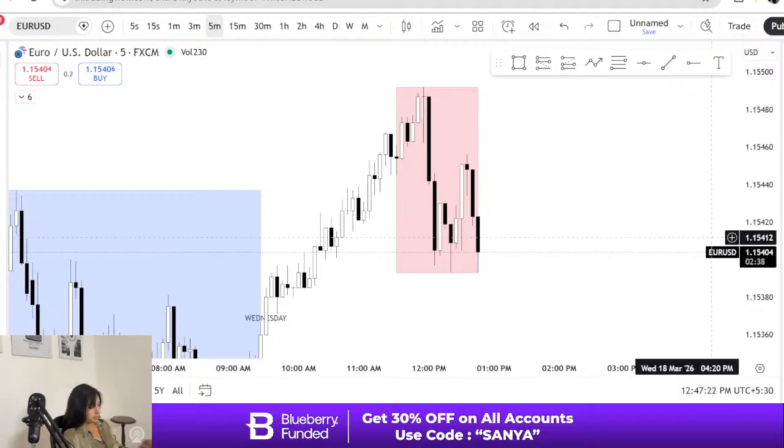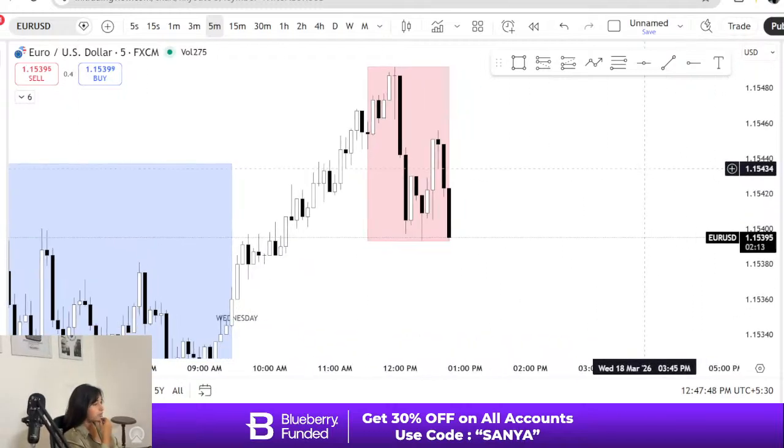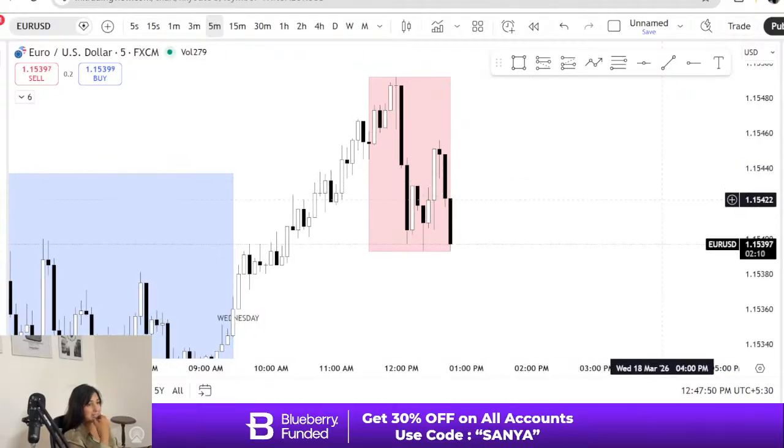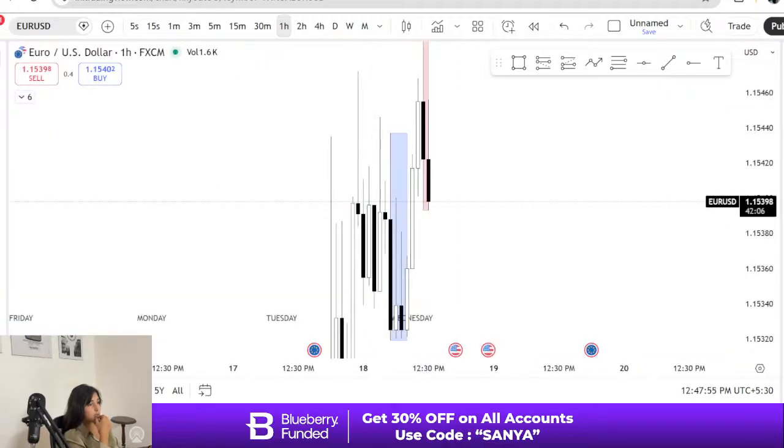My BTC, Bitcoin. Okay, any trades you are in? Not right now, but I'm planning for the buys in Euro. But let's see if we can get a proper market structure. Then only we'll look for the buys.